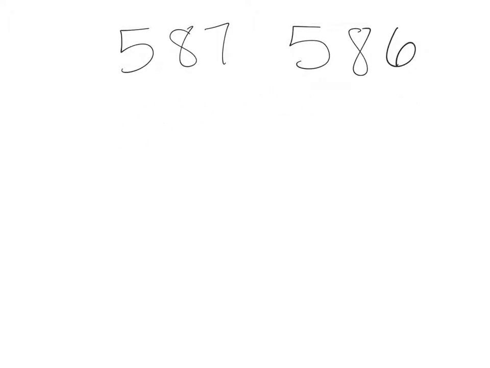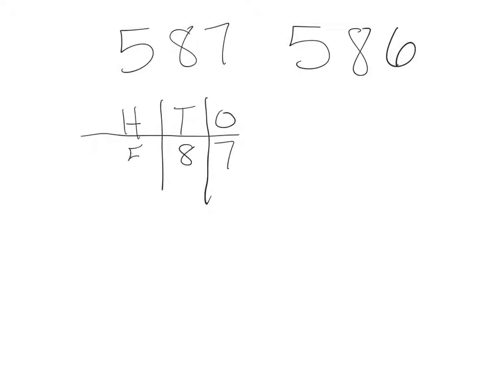Okay, so the first thing we do is we draw our place value chart. And since these only go to the hundreds, I'm only gonna do 100 on my place value chart. Then I'm gonna write my numbers in: 5, 8, 7 and 5, 8, 6. Using your place value chart makes it much easier for you to find which one is greater, which one is less, and all this stuff.